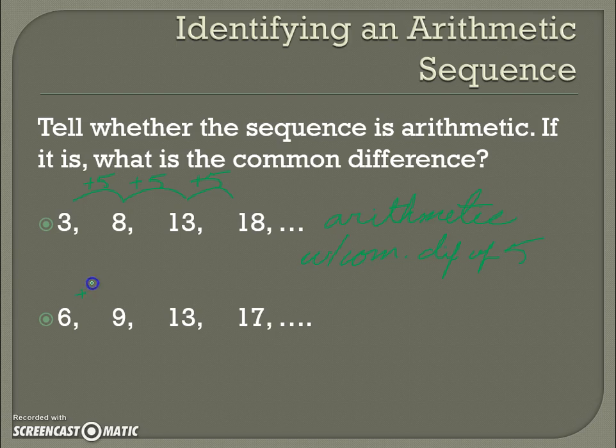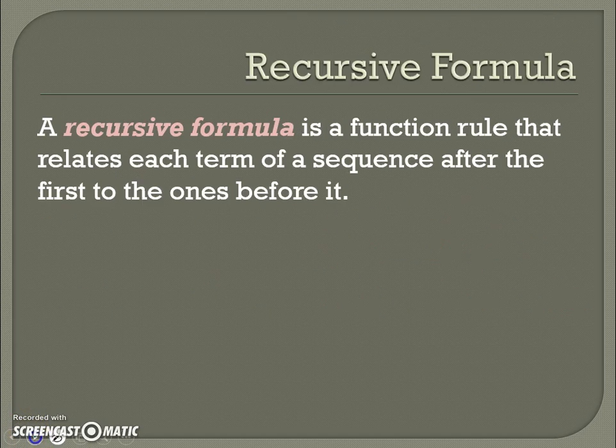Down here, let's see, I'm looking for a consistent pattern. So that looks like plus 3. This is a plus 4. And then that's plus 4. So these have to all be exactly the same. So this one is not arithmetic. So you don't have to identify a common difference. That's all we're looking at on this.